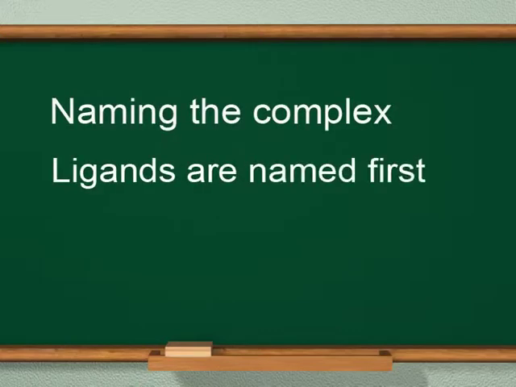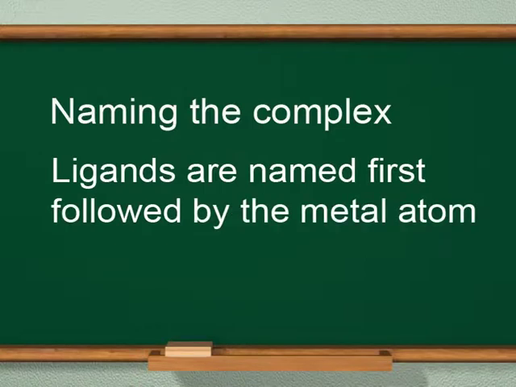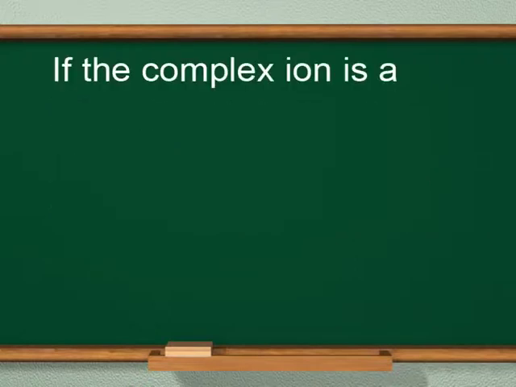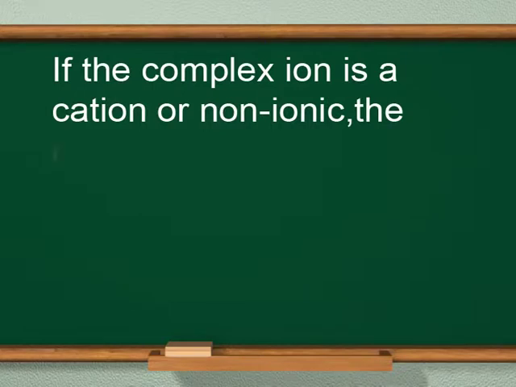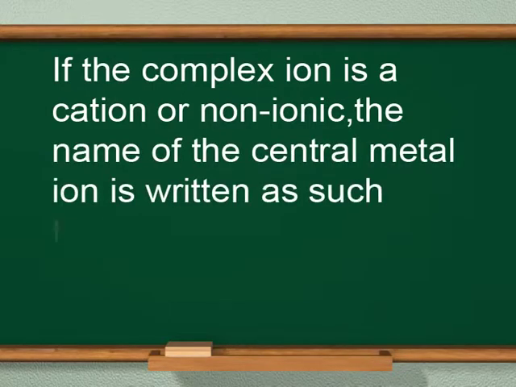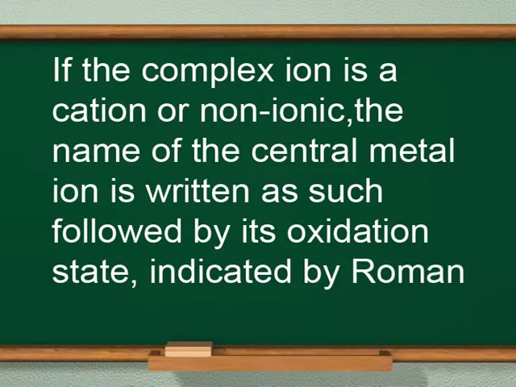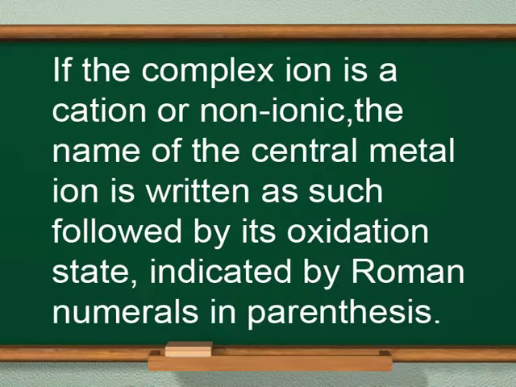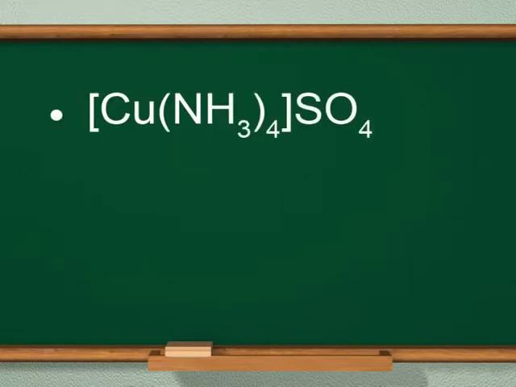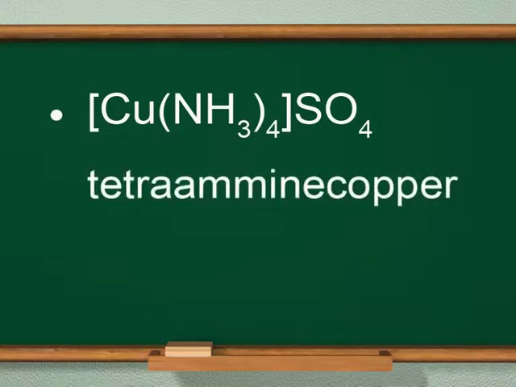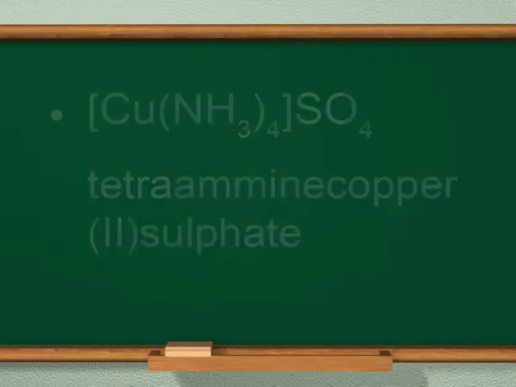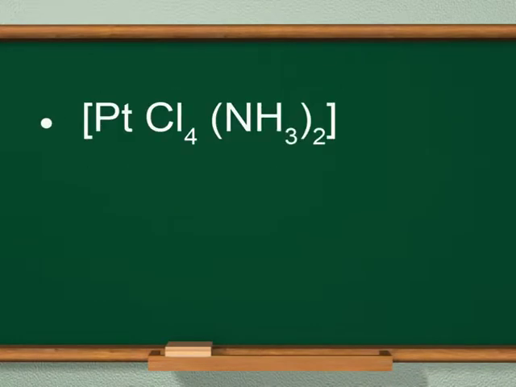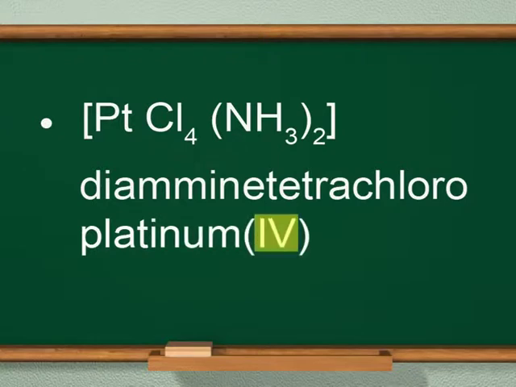We now come to naming the complex. Ligands are named first, followed by the metal atom. The ending of the name of the metal depends on the nature of the complex ion. If the complex ion is a cation or non-ionic, the name of the central metal ion is written as such, followed by its oxidation state, indicated by Roman numerals in parentheses. For example, [Cu(NH3)4]SO4. This complex is named as tetraamminecopper(II) sulfate. [PtCl4(NH3)2]. This complex is named as diamminetetrachloroplatinum(IV).